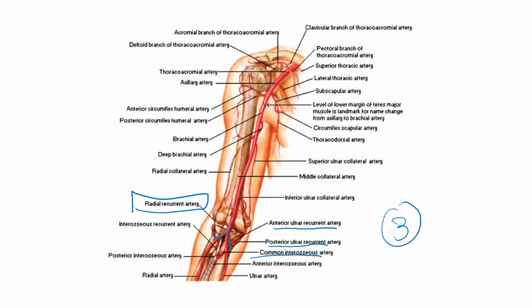The terminal branches of the brachial artery, that is radial and ulnar, give some branches. The radial artery gives one branch, the radial recurrent, whereas the ulnar artery gives three branches: the anterior ulnar recurrent, posterior ulnar recurrent, and common interosseous artery. All these make up the content in the cubital fossa.